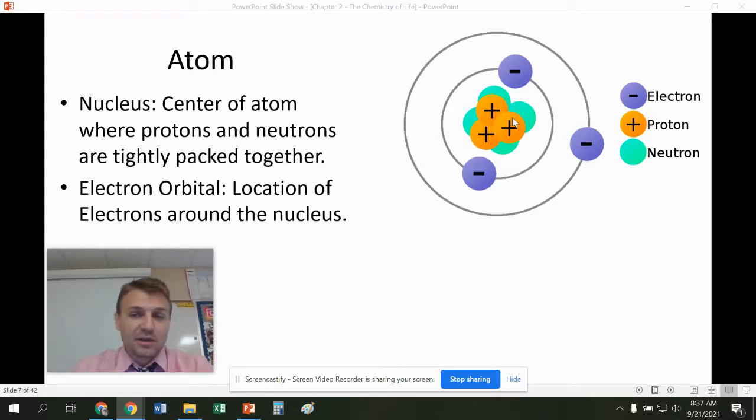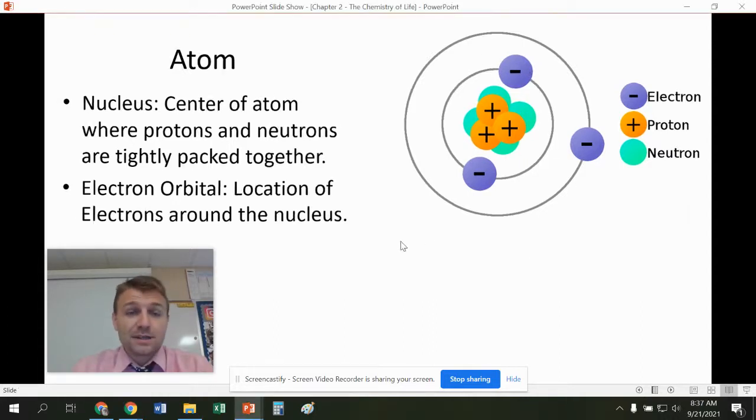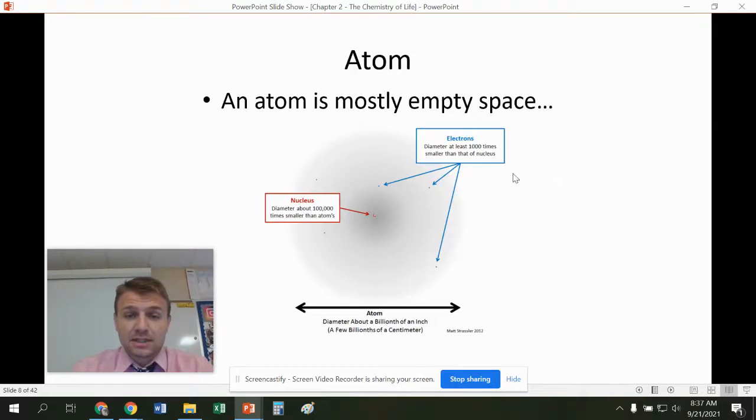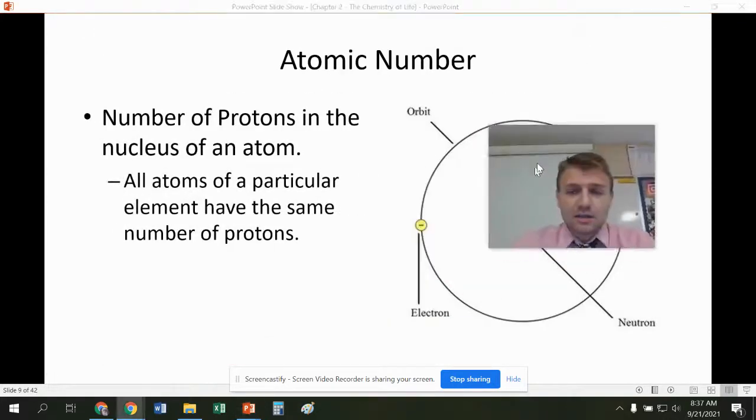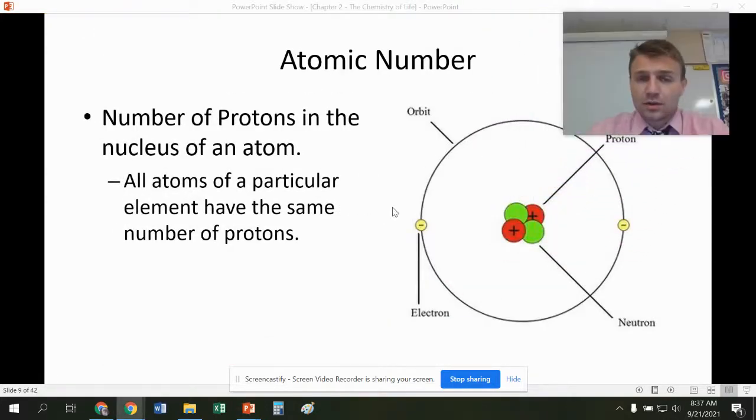To give you an example, if the atom was as large as like a baseball stadium, the nucleus would be as big as a marble. That's how small the nucleus is. And the electrons would be like pieces of dirt flying in the outfield. So these things are very small. And that's because an atom is mostly made up of empty space. This is kind of what an atom looks like, more realistic, but again, still it'd be even smaller than what you have here. The atomic number, this represents the number of protons in the nucleus.